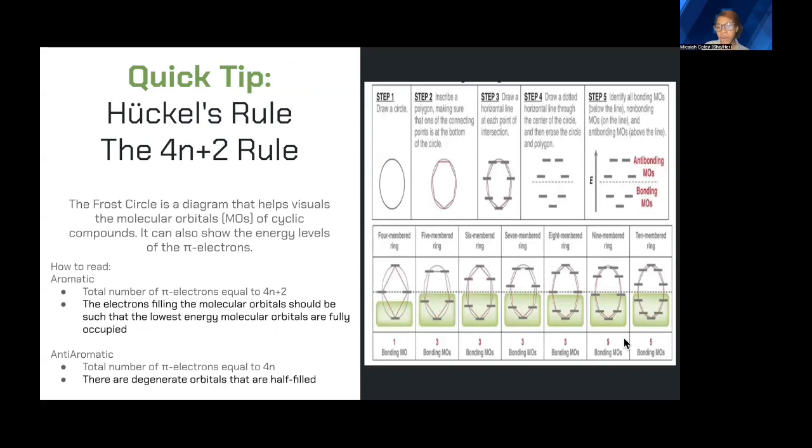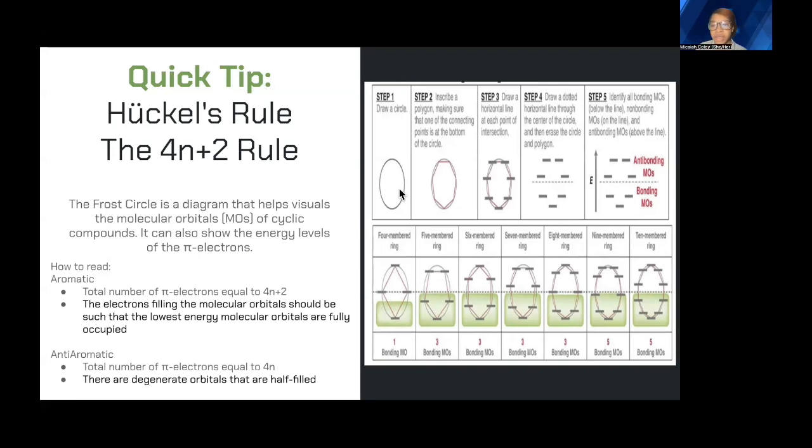Next, we have a quick tip rule known as Huckel's rule, which again, is the rule that we use to determine aromatic and anti-aromatic compounds based on certain structures and as well as the delocalized electrons. So for Huckel's rule, we can sometimes call it the 4n plus 2 rule as well for at least aromatic compounds. And as well, you can use the Frost circle. And the Frost circle is a diagram that helps visualize the molecular orbitals of cyclic compounds, and it can show the energy levels of pi electrons.